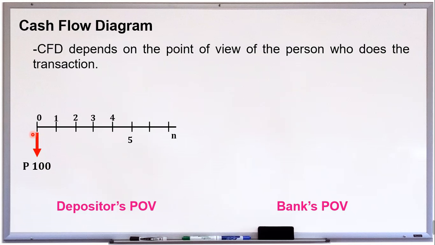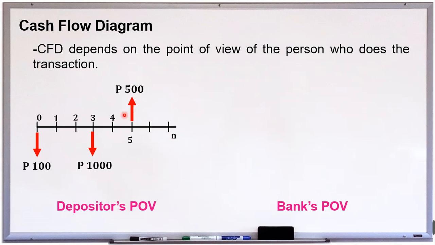So again, since you deposit money to the bank, that is an outflow of money from your point of view. So the direction is downward. And let's say after 3 years, you deposit again 1,000. So again, an outflow of money. And next, you decided to withdraw 500 pesos in 5 years. So the withdrawal is an inflow of money from your point of view. So the direction here is upward.